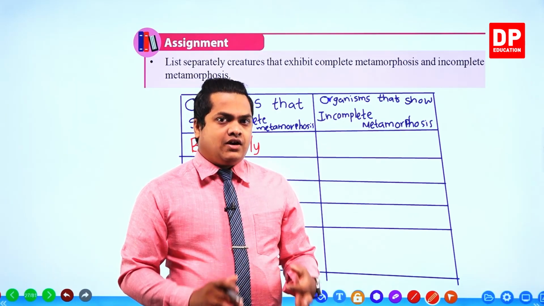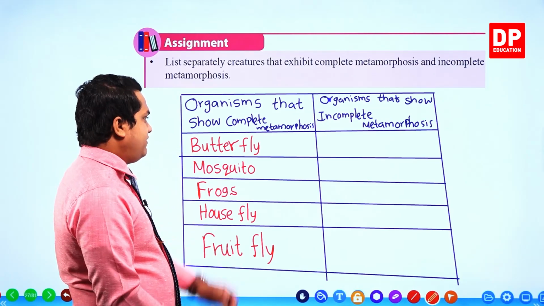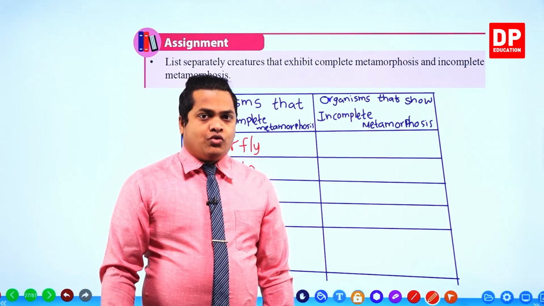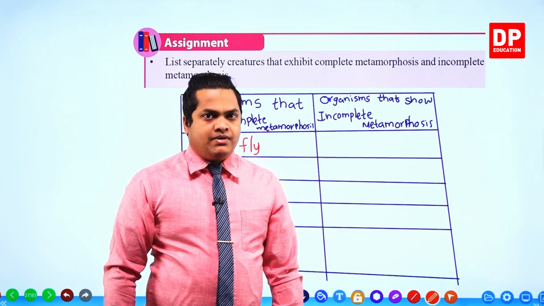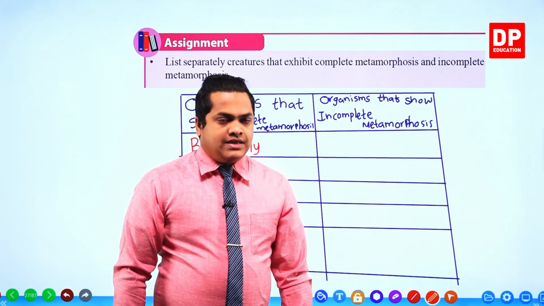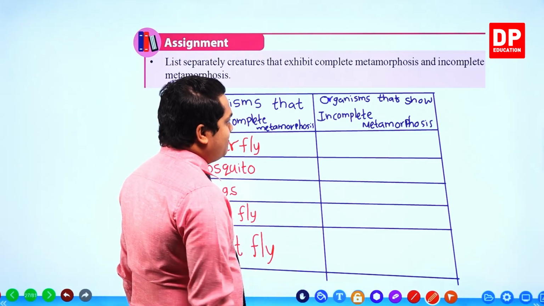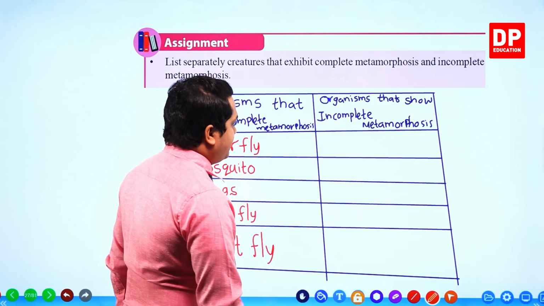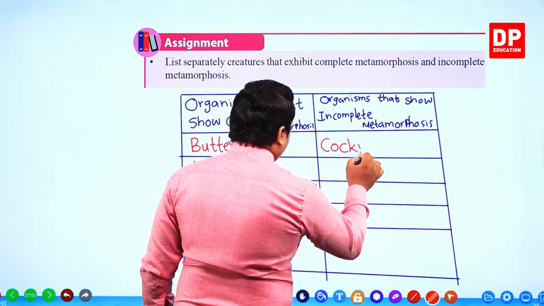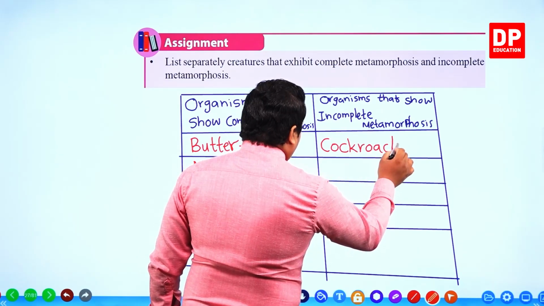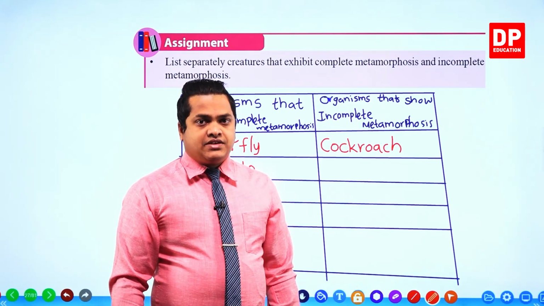So fruit fly, house fly, then frogs, mosquito and butterfly, these organisms show complete metamorphosis. Then if you take the organisms that show incomplete metamorphosis, first and foremost answer would be cockroach. So we'll be studying about the life cycle of cockroach in detail within this lesson part.